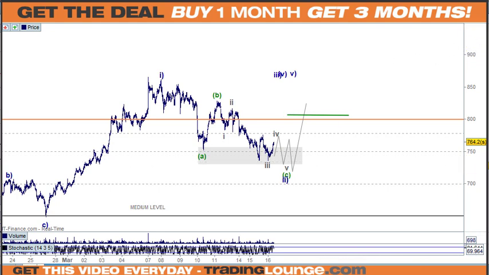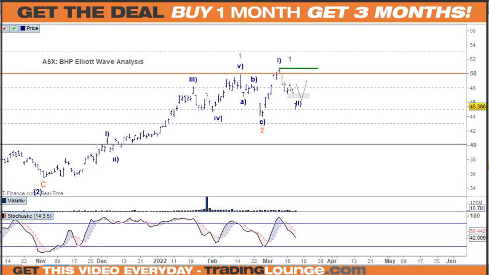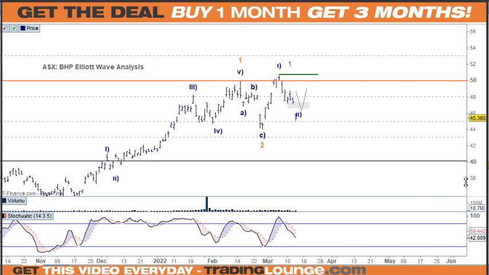But the idea of doing that really is just to get, well, BHP, for example. Stochastics is pulling back on the daily, which is nice. It has dropped a bit lower. We're expecting it to drop lower.